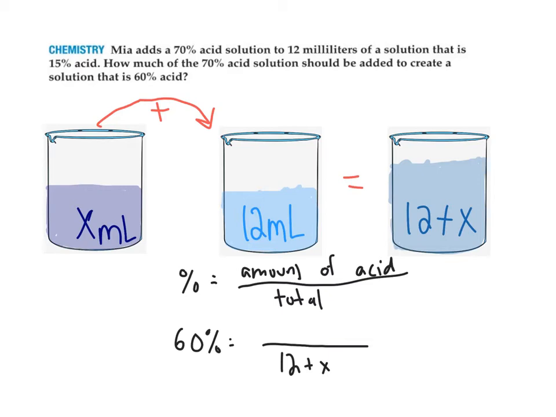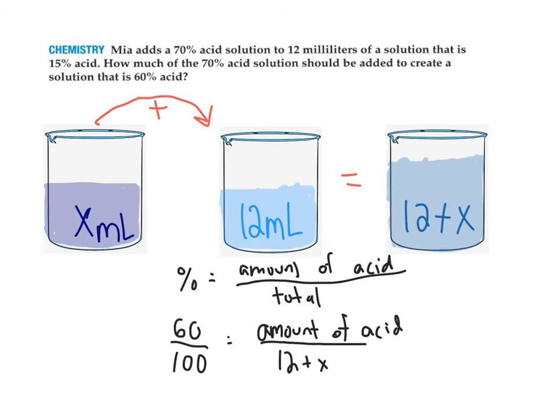So we're going to take that 60% and make that its own rational expression. And we should know that 60% is just 60 over 100. Okay. So as you can see, we start to have our own rational equations develop. We have 60 over 100 equals the total amount of acid, which we're going to find out next, over 12 plus x. And that's the total amount of solution that we have here in our final bucket.